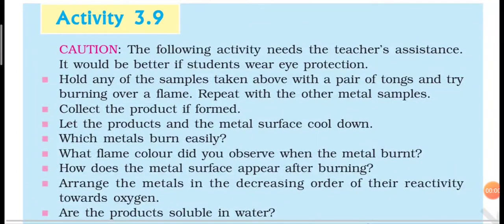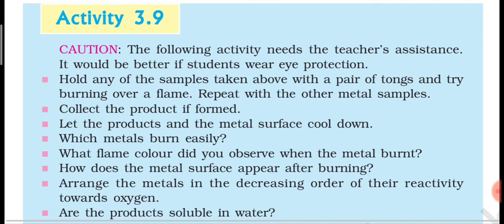Then arrange the metals in the decreasing order of their reactivity towards oxygen. Now based on your observation, you can also arrange these metals on the basis of decreasing order of their reactivity. For example, sodium, we discussed, reacts in such a vigorous manner with oxygen that it is highly reactive in nature, and magnesium and aluminium also get burnt quite easily in air. That is why they are also very reactive in nature.